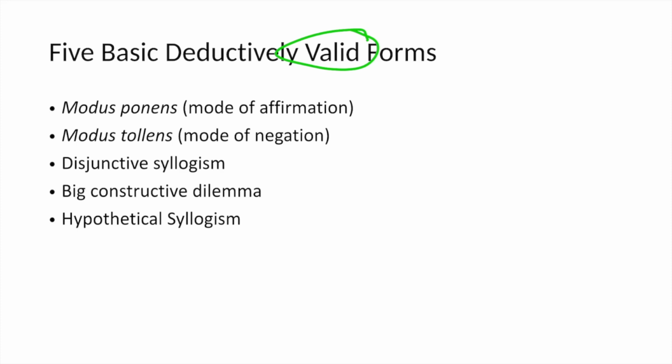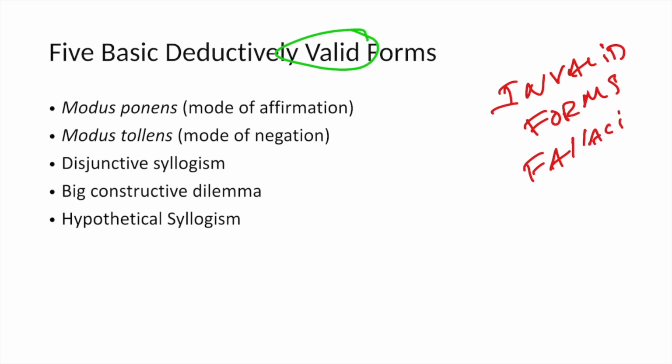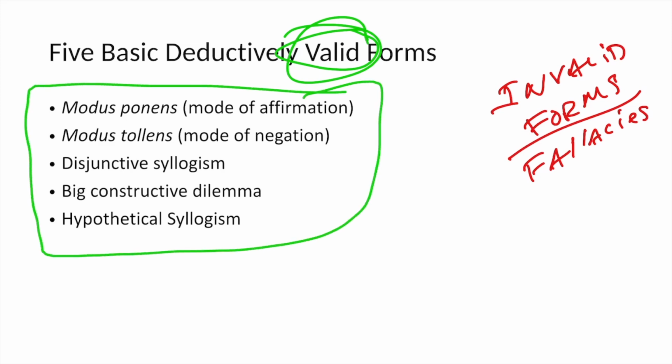So obviously, we're going to contrast valid forms with invalid forms, which are also formal fallacies. So again, what we're worried about in this little presentation are just these basic valid forms. And each one of these 5 forms is a valid form. So mode of affirmation, abbreviated MP for short, modus ponens.